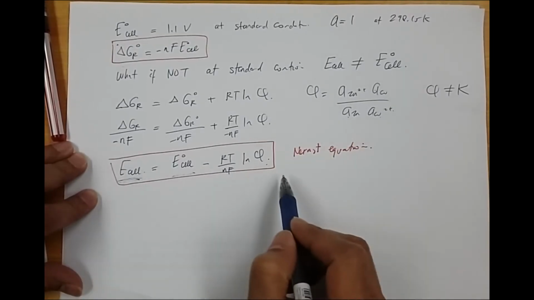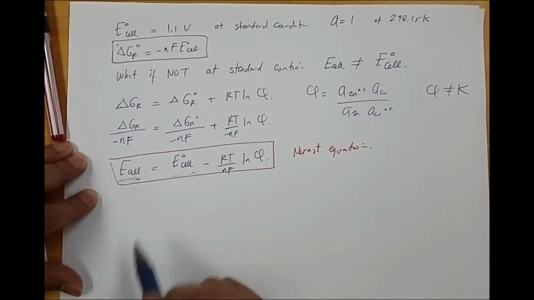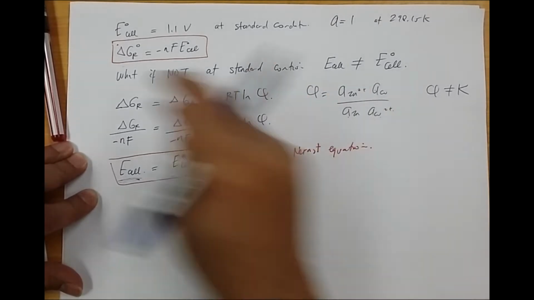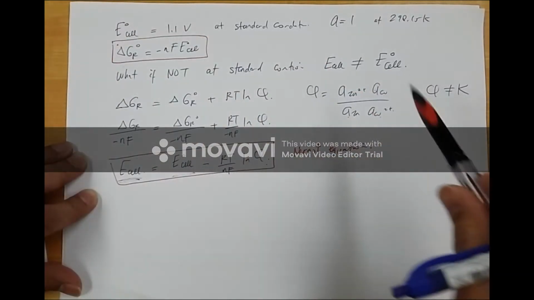So, let's plug in Q here. This is the general Nernst equation. Let's plug in Q for the Daniell cell. This is the Q for the Daniell cell.